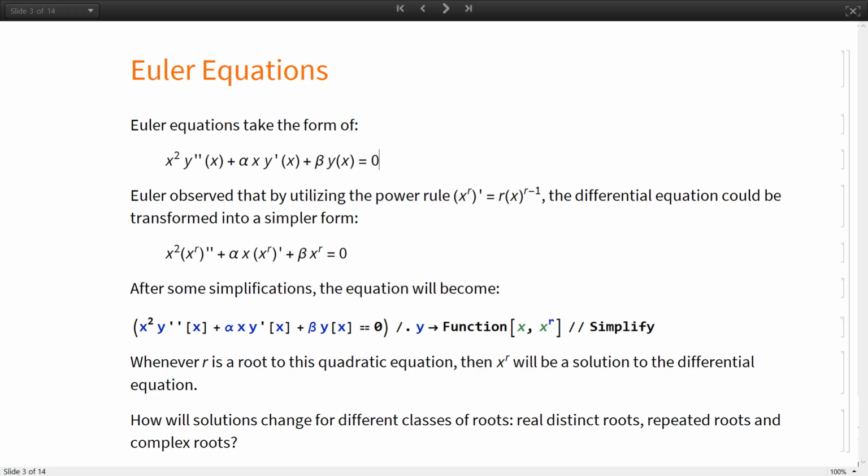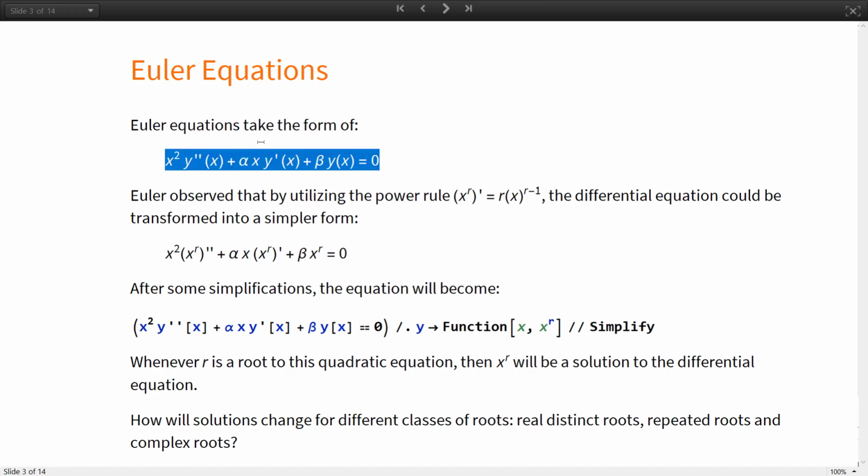Euler equations are linear second-order differential equations that take the form here, with alpha and beta being real numbers. Euler observed that the differential equation can be simplified by assuming the solution is some power of x. The differential equation is simplified when substituting this form into the differential equation and using the power rule from calculus. This is analogous to when we encounter differential equations with constant coefficients and assume that the solution takes the form of an exponential in order to find the characteristic equation.